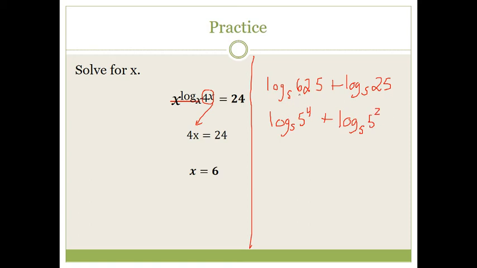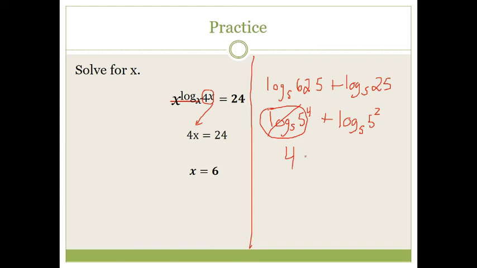So in this case it was to our advantage to write these numbers as a power of 5 because the base on the log was 5. And now we can apply our rules of logarithms. Earlier we said when we have a log base 5 of 5 like that, that cancels out. So we're just left with that exponent 4.